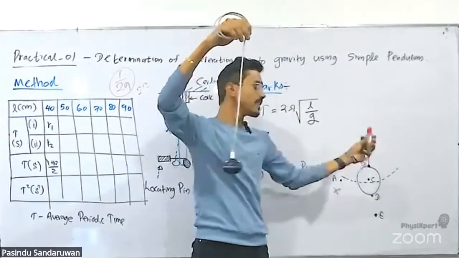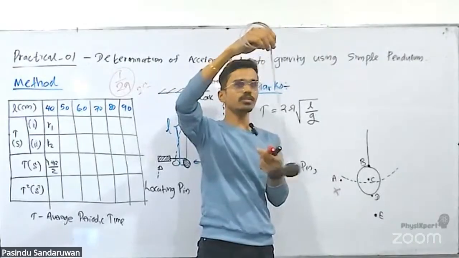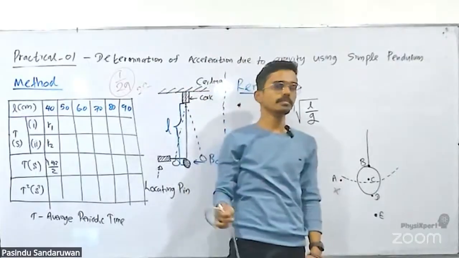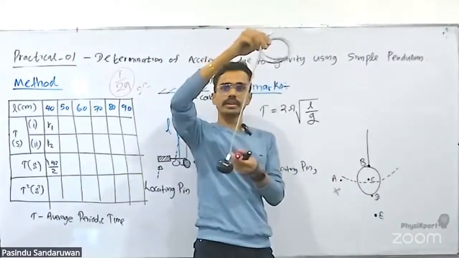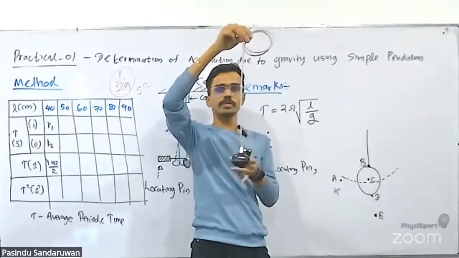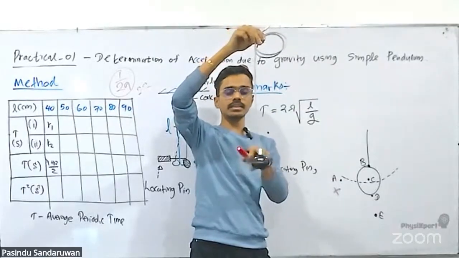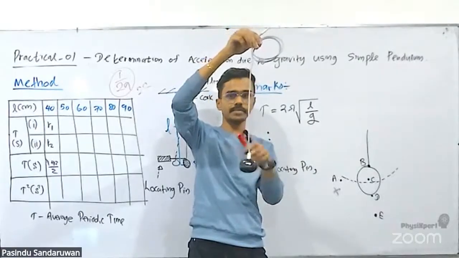Okay, now tell me, what about B? Whether it's suitable or not suitable. B is a suitable point. Right? B is a suitable point. And for a spherical bob, B is actually the most suitable point.